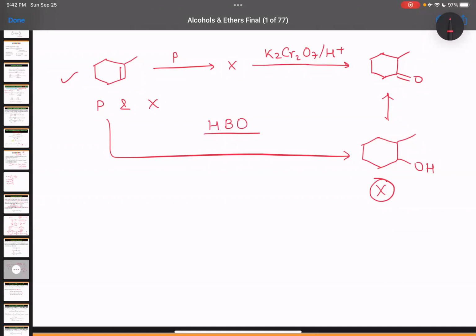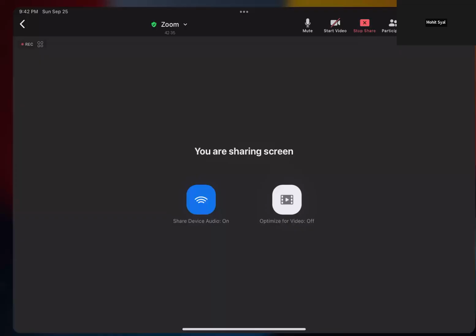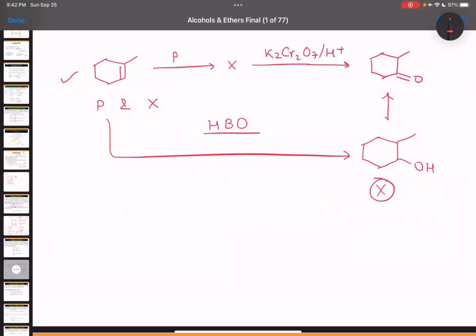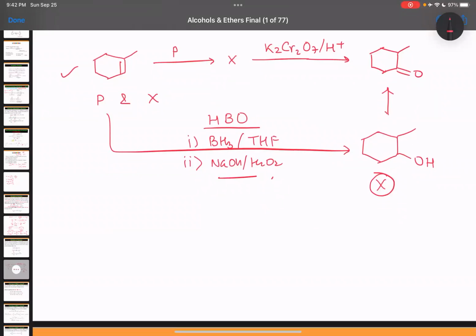Remember what hydroboration and oxidation were? That's the abbreviated name which I gave, right? Hydroboration, oxidation: you take BH3 and you react with NaOH group. I hope you can recall it. Right? Yes. So just remember it because this is very important.